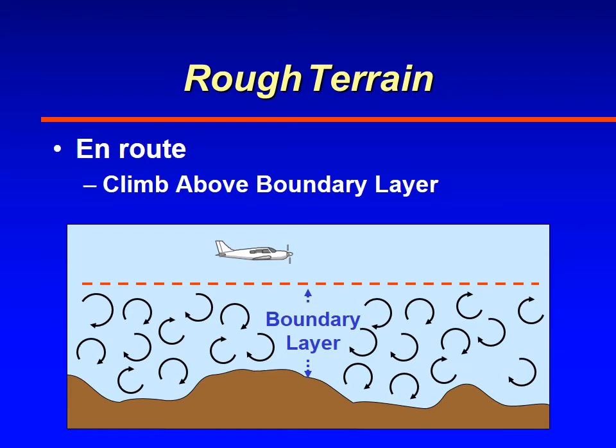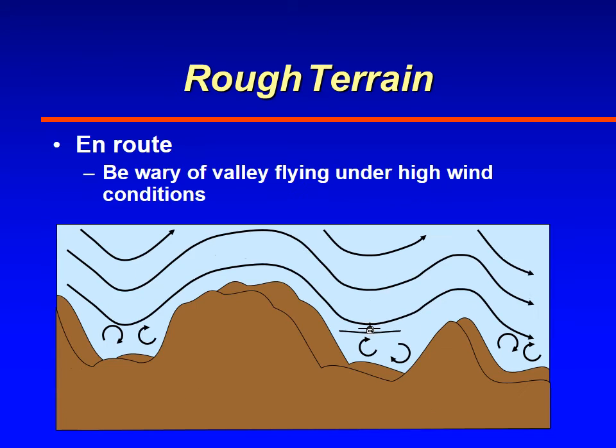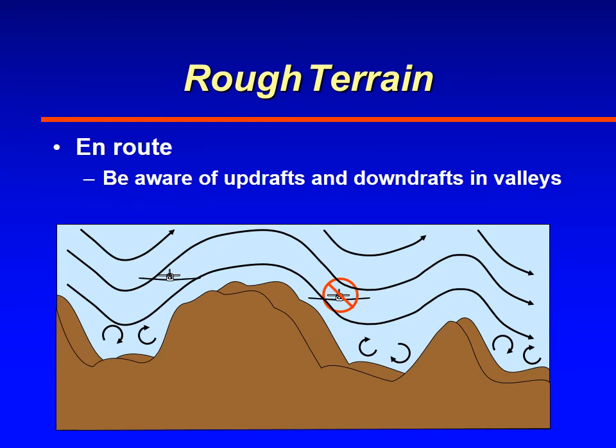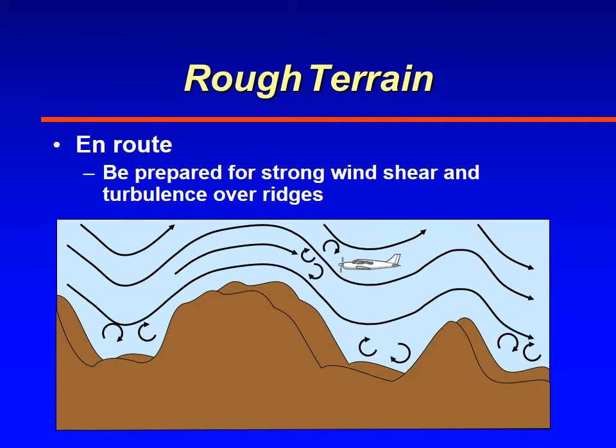Also remember, similar to surface friction, you want to climb above the boundary layer to get into the smooth air. As I mentioned, sometimes that might be up to 10,000 feet or higher, depending upon how strong the winds are over the ground. And then be wary of flying downwind of ridge lines under high wind conditions. You want to fly, of course, at higher altitudes above the rough terrain.